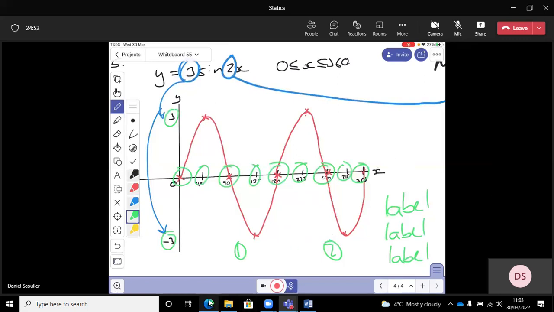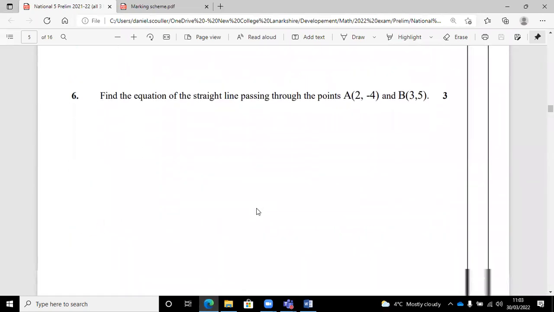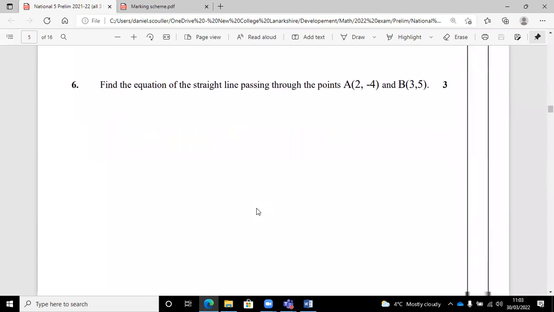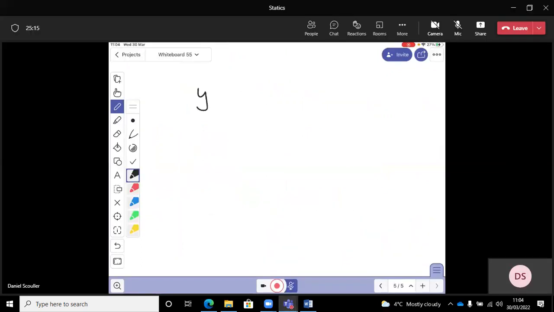Question 6. Find the equation of the straight line. So you're not given the image, you're just given 2 points, and we need to find the equation of the straight line. Now the equation of the straight line is in the form y equals mx plus c. That is your equation of straight line.